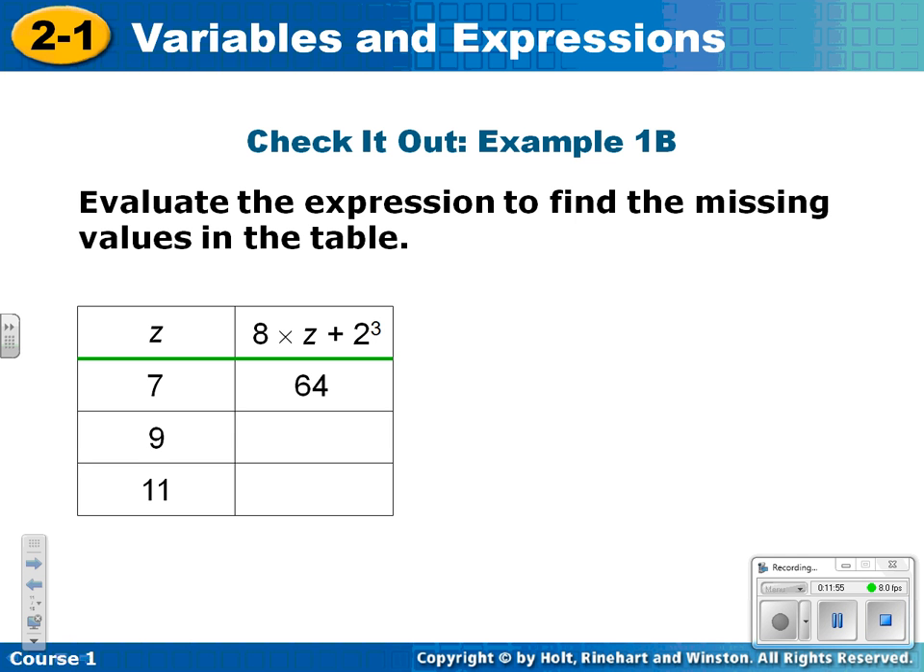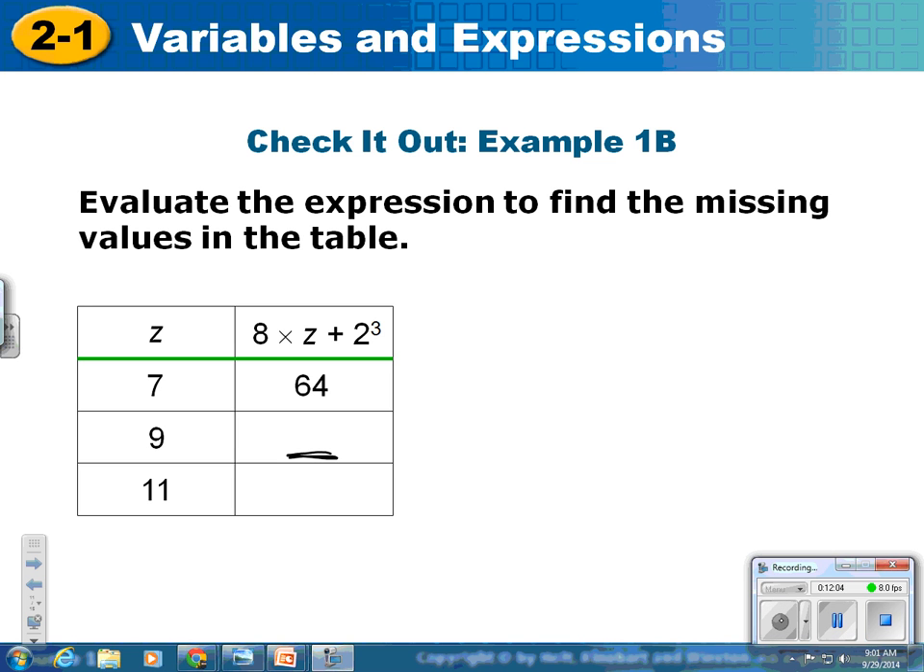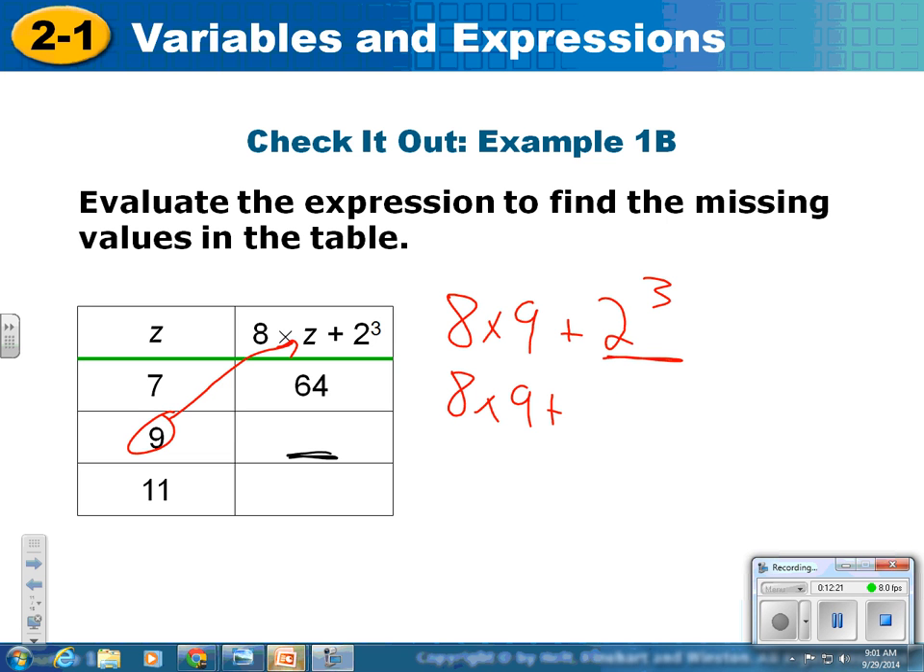It does get a little bit harder. Everybody figure out what goes right here on your whiteboards. All right, for the 9, you take the 9, you plug it in for z, so you have 8 times 9 plus 2 to the third. This 2 to the third is 8, so 8 times 9 plus 8. We do this part of the problem next. 72 plus 8, which is 80.